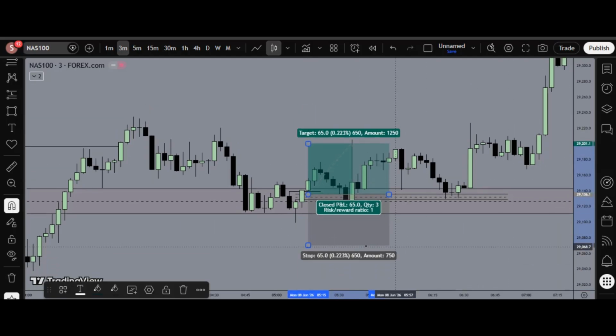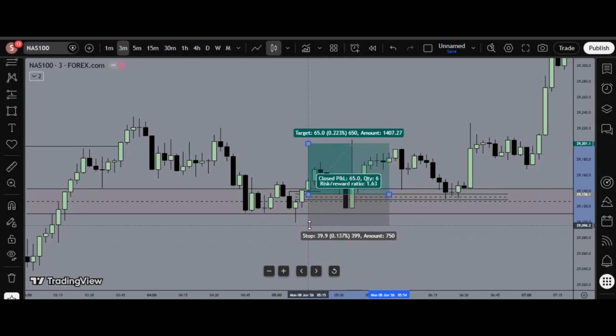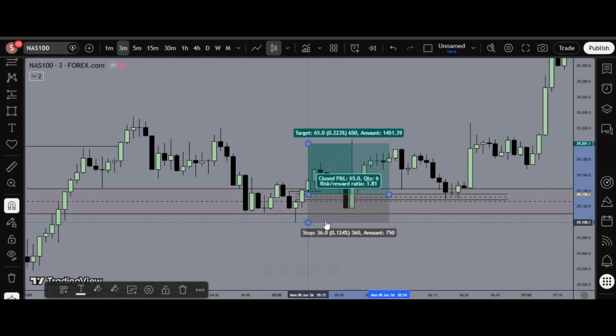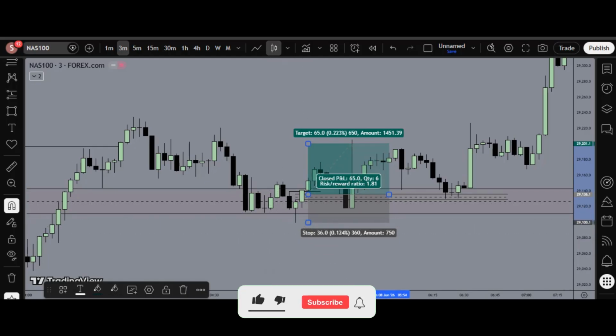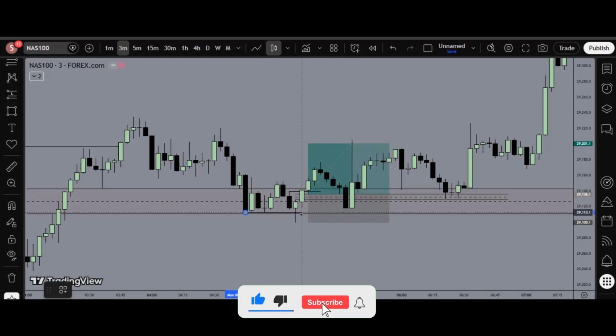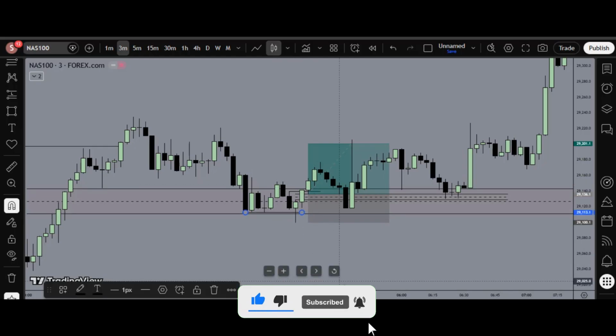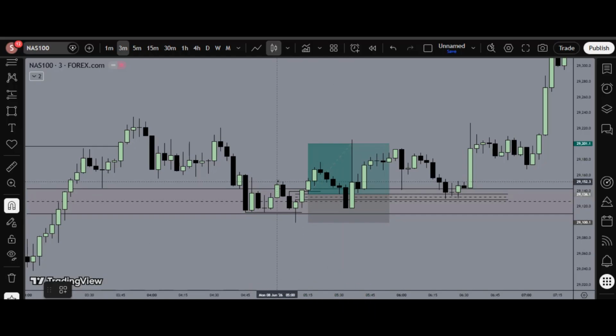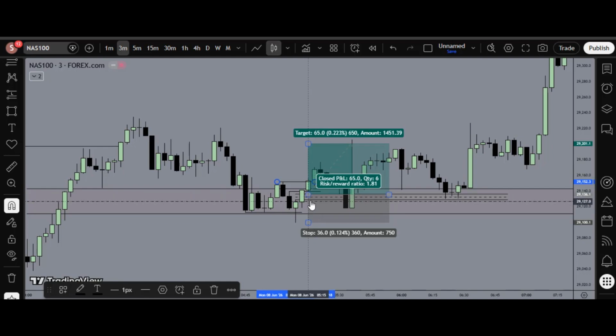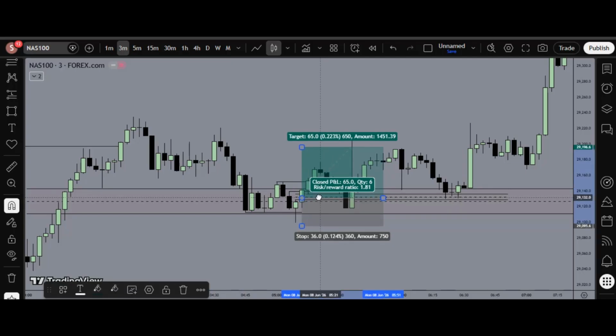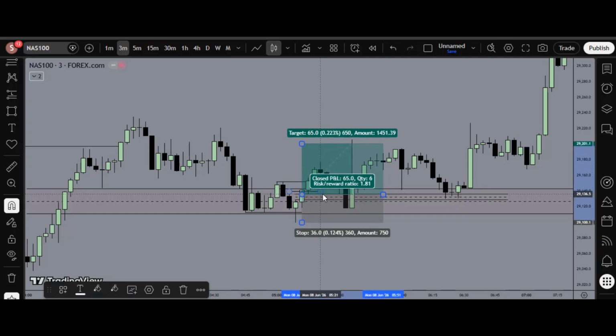Target 1 to 2. And you see this low is a protected low because it swept liquidity and then gave us a break of structure or a change in state of delivery. Okay, change in state of delivery. So this low is a protected low, and then there's a fair value gap. That's our entry. This is our stop loss.